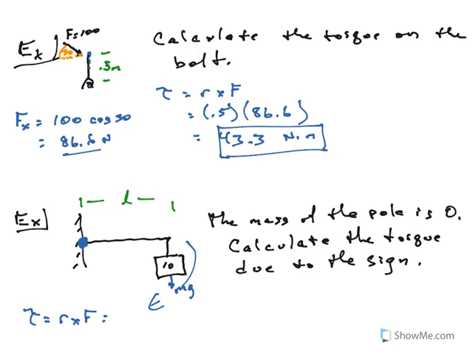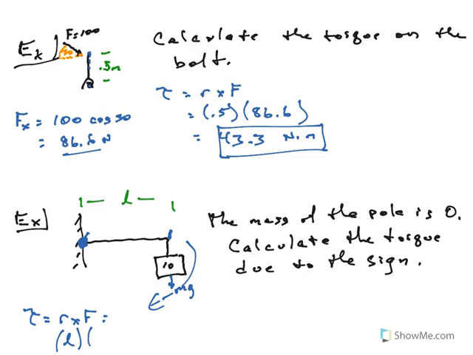So, because of that, what is the distance from the point of rotation to where the force is applied? Well, what's the force? The force is, of course, the weight of the sign, because it's the sign pulling down, which is trying to make the pole rotate. So what I need for R is the distance from the point of rotation to where the sign is, and that's called L. So L. That's my distance.